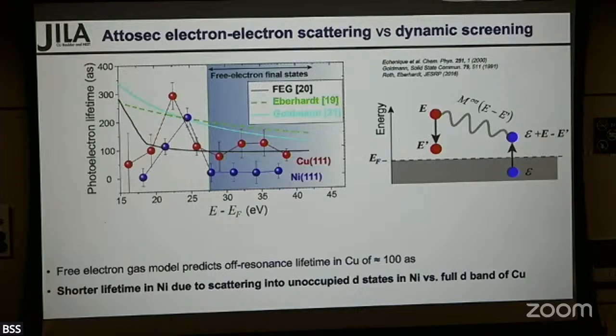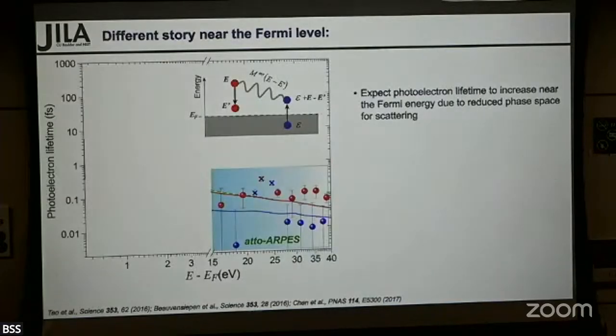The first thing we did was try to figure out what was the anomaly. Was the anomaly nickel or copper? And so with some simple free electron gas models, you find that the anomaly is nickel, that copper can be explained by relatively straightforward free electron gas models that are referenced here. So it was nickel that is the anomaly. And so then what we did was, yes.